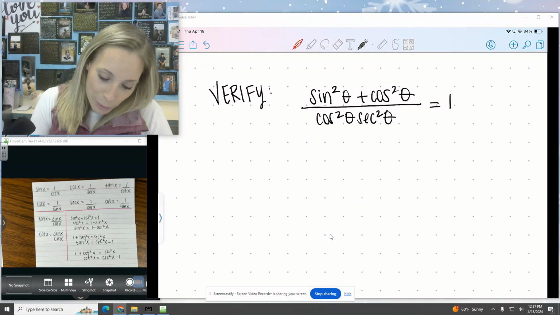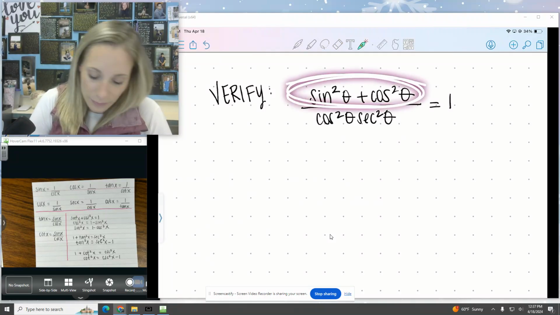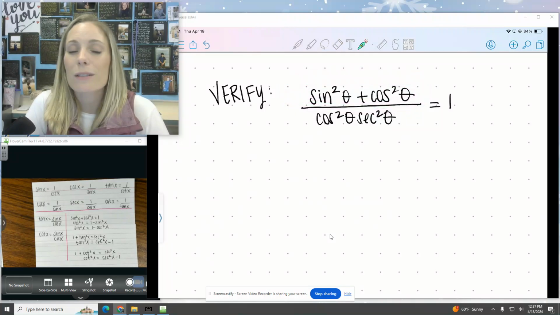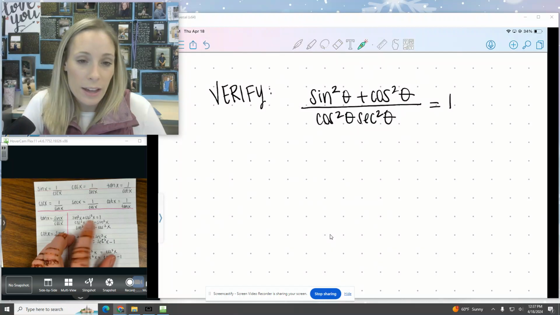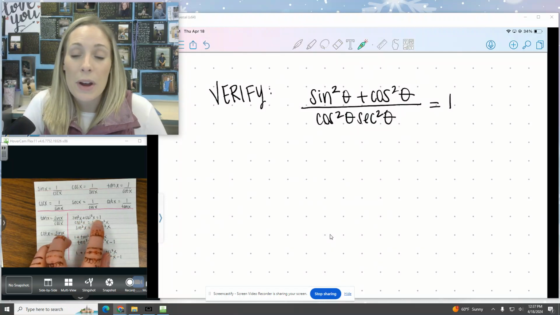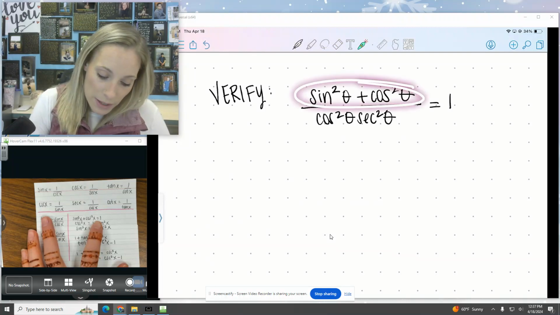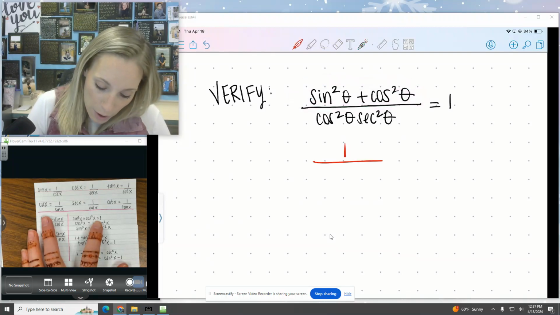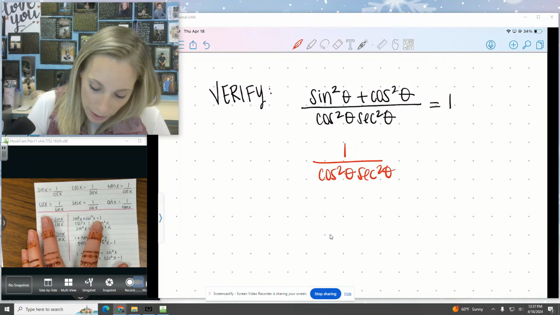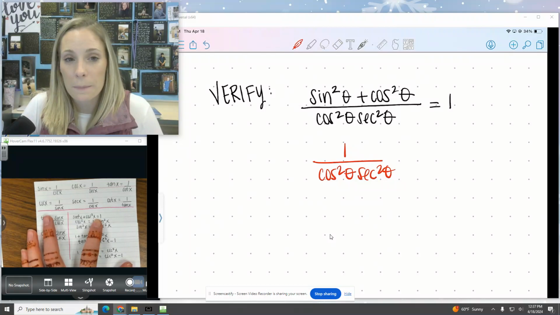I notice my numerator right here. Sine squared plus cosine squared, that is our most classic Pythagorean identity. It's right here on our sheet. It is 1. I can replace all of this right there with 1, and I have 1 over cosine squared of theta times secant squared of theta, and I'm trying to prove that that equals 1.